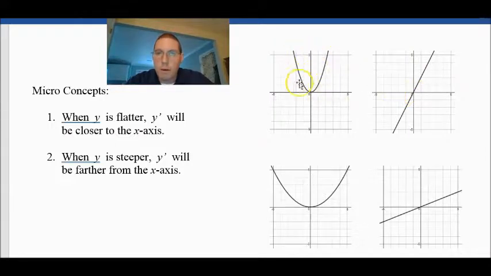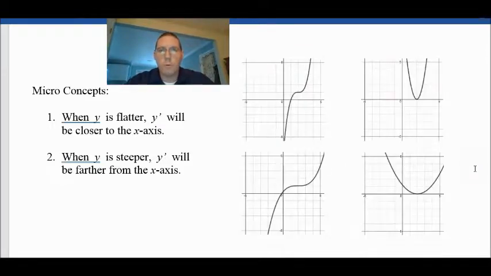And this original function is steeper and this original function is flatter. Therefore, this original function has a derivative that is closer to the x-axis, which means this derivative. So this derivative goes with this original function, and since this original function is steeper on the left and steeper on the right, its derivative is farther away from the x-axis on the left and the right. So this derivative belongs to this function. Okay? Let's do one more example of these micro concepts.